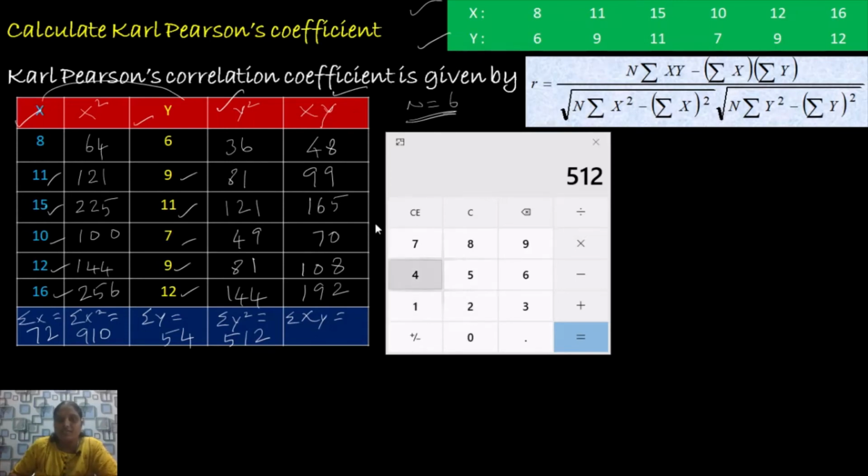For that, let me first add 48 plus 99 plus 165 plus 70 plus 108 plus 192. We get the total as 682.